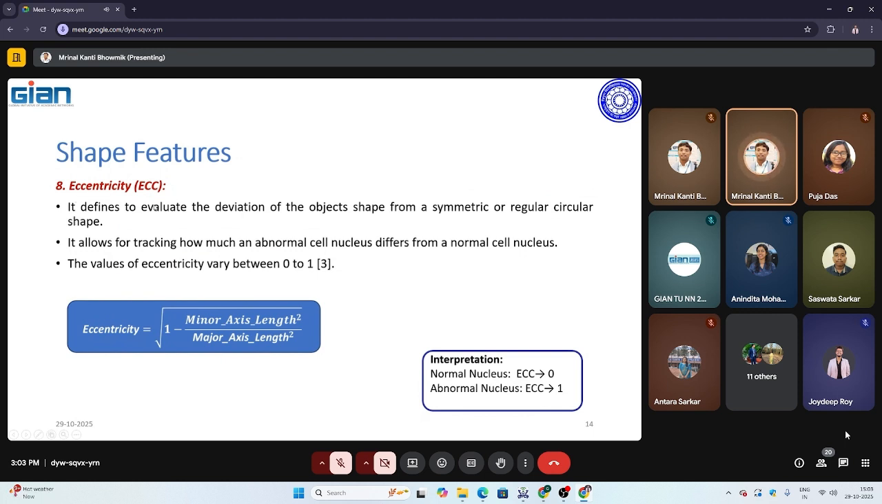Eccentricity. Next feature is eccentricity. Eccentricity measures how much a shape deviates from being a perfect circle. It ranges between 0 for a perfect circle and 1 for a straight line. We can find the eccentricity of any irregular shape using this formula, which is the square root of 1 minus minor axis length squared divided by major axis length squared.